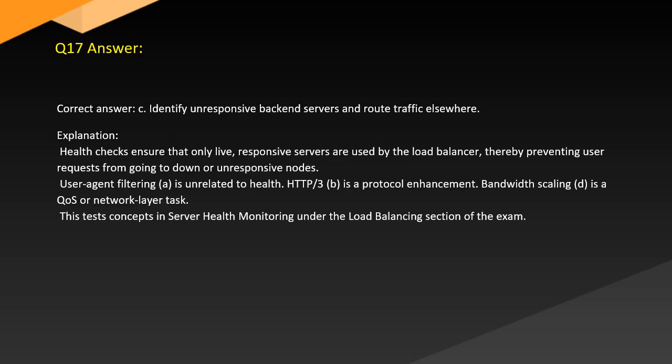Answer. Correct answer. C. Identify unresponsive backend servers and route traffic elsewhere. Explanation. Health checks ensure that only live, responsive servers are used by the load balancer, thereby preventing user requests from going to down or unresponsive nodes. User agent filtering, A, is unrelated to health checks. B is a protocol enhancement. Bandwidth scaling, D, is a network layer task. It tests concepts in server monitoring under the load balancing section of the exam.